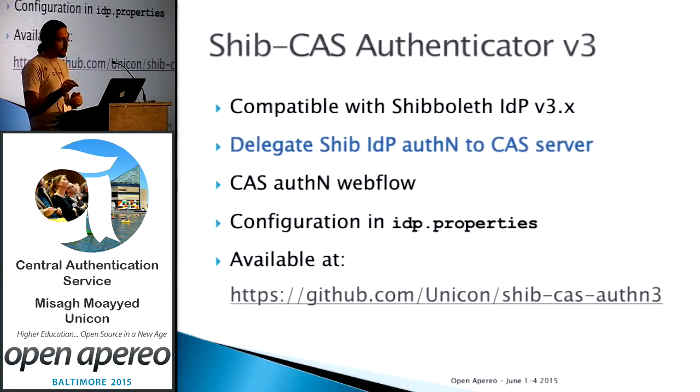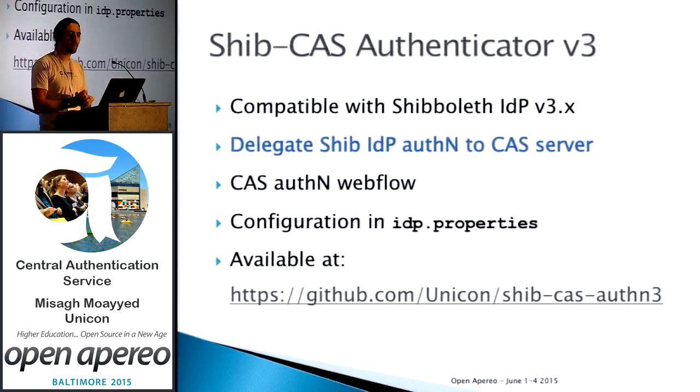Then there is the Shib-CAS Authenticator v3. This is the reverse of the previous situation. This is where you actually get to delegate authentication requests from a Shibboleth identity provider to an external CAS server. So when an authentication request comes to the identity provider, that gets moved over to CAS. You authenticate with CAS. You come back to the identity provider, and the flow resumes back normally, passing back the SAML response to the application.